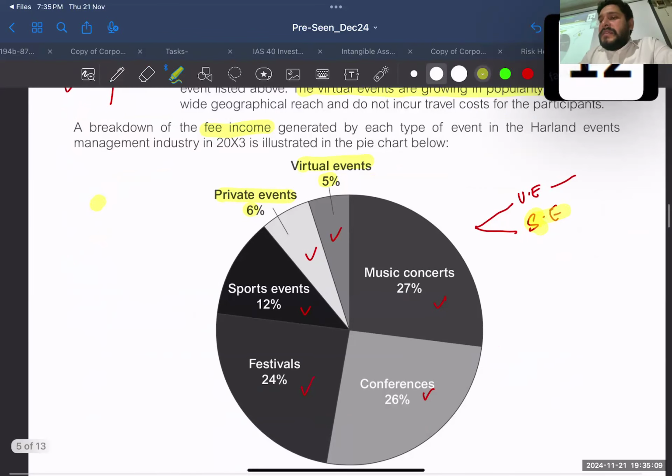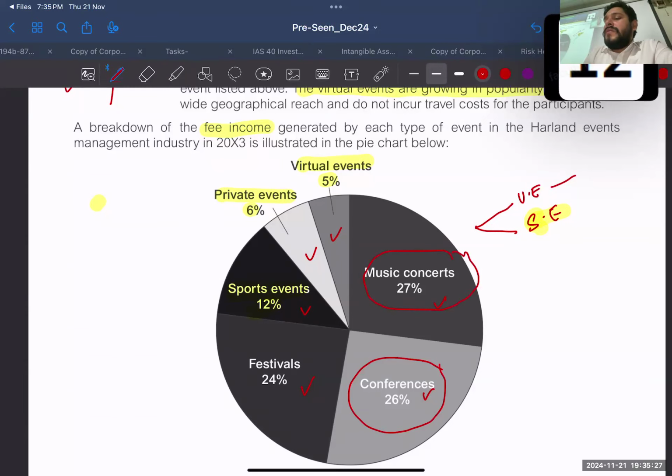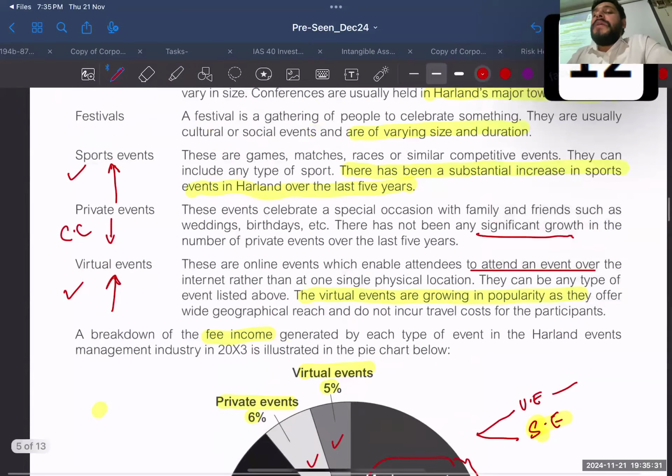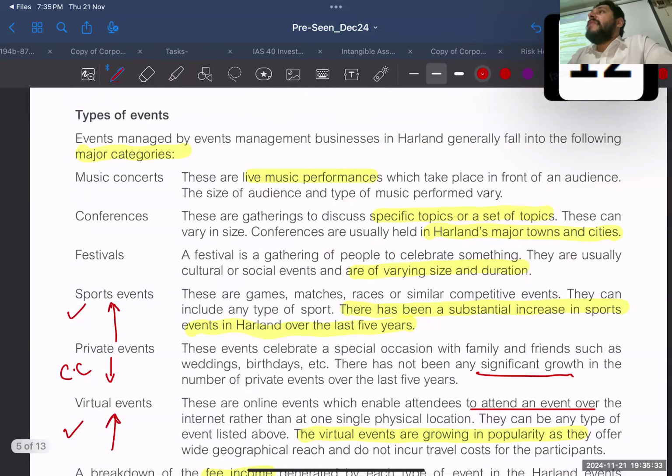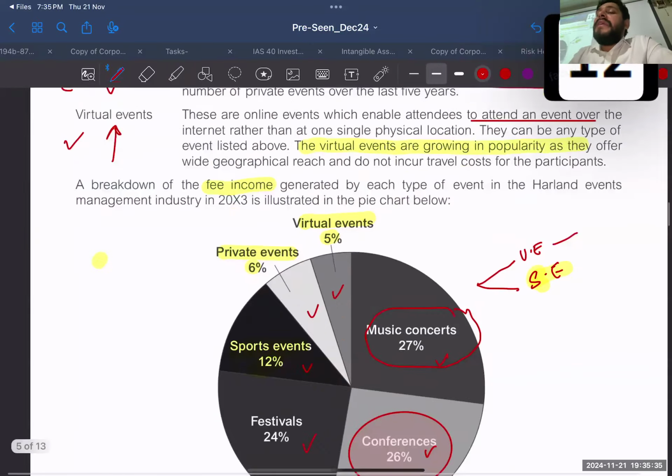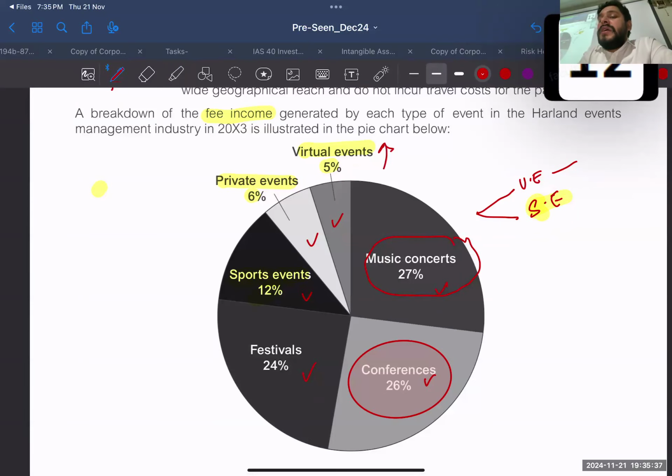So it says that the sports event accounts for 12% and the virtual event accounts for 5%. So they're not very huge in numbers, because you can see the biggest number is from the music concert. The second biggest number is from the conferences. However, they have not identified in the table given above that these are performing well. But they have identified that this is a growing industry.